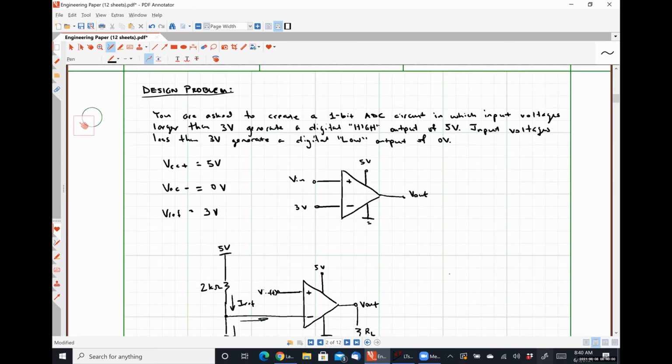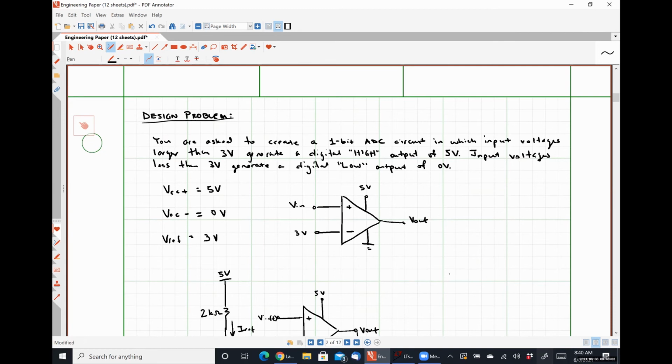All right, so that is comparators. That's really pretty much the only open loop application of op amps, is comparing input signals to a specified value. So any questions on this stuff?